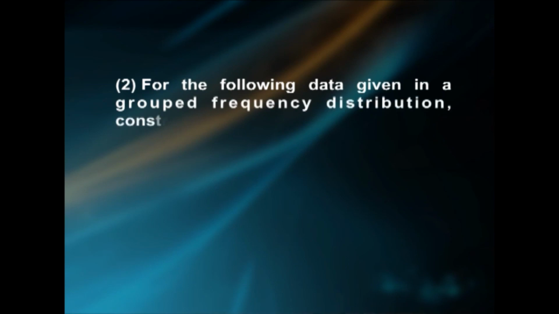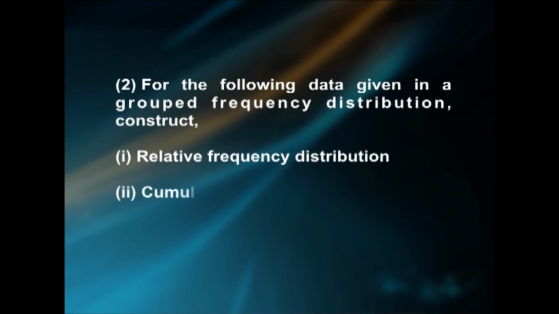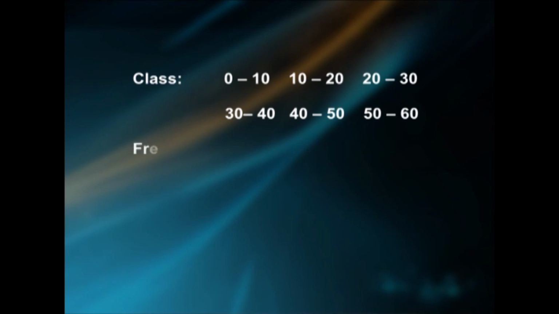Question 2. For the following data given in a grouped frequency distribution, construct 1. Relative frequency distribution, 2. Cumulative frequency distribution. Classes 0 to 10, 10 to 20, 20 to 30, 30 to 40, 40 to 50 and 50 to 60. Corresponding frequencies 5, 8, 13, 24, 12 and 8.